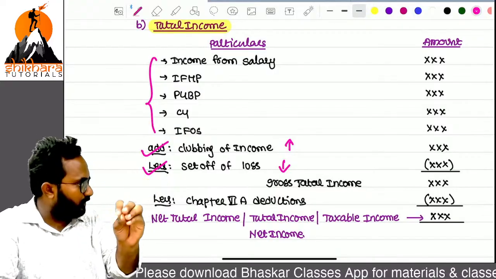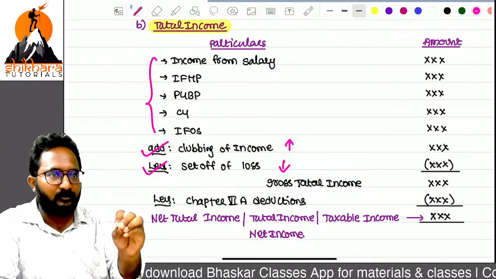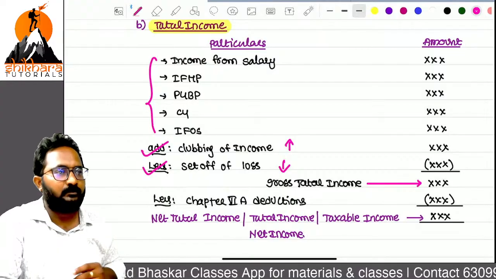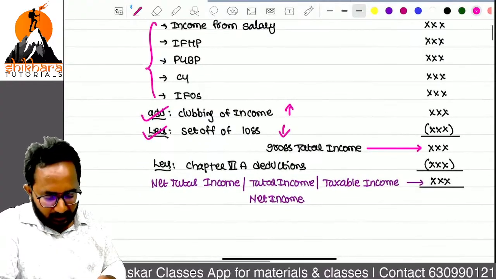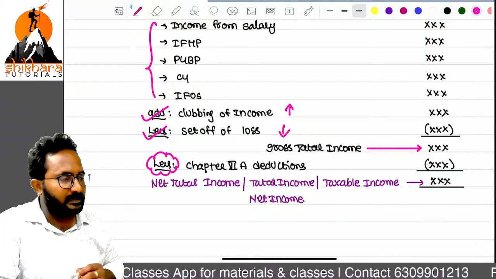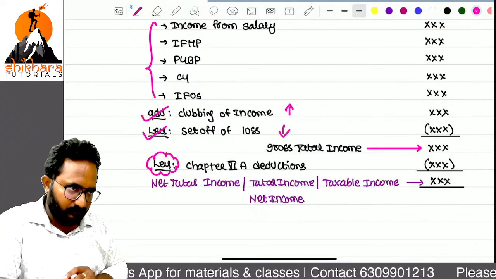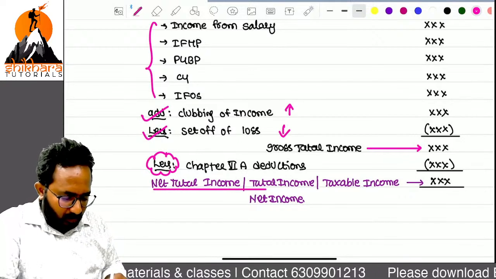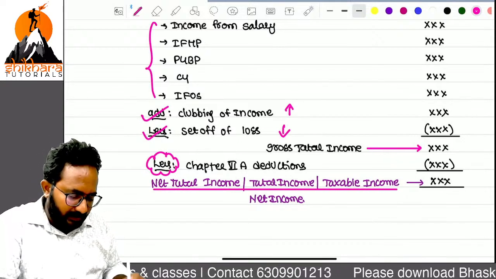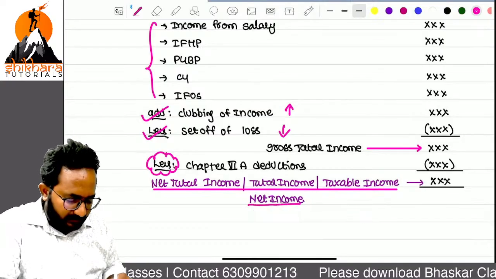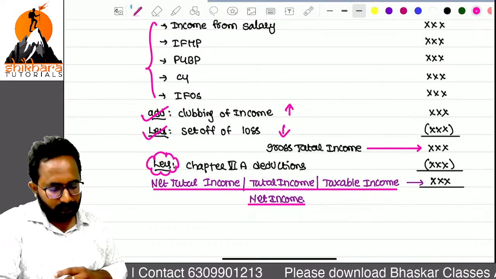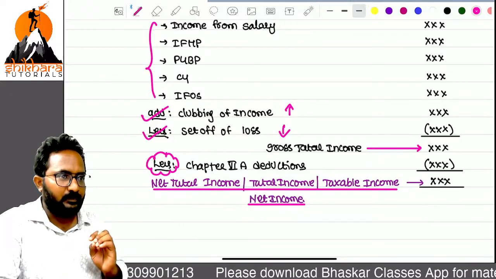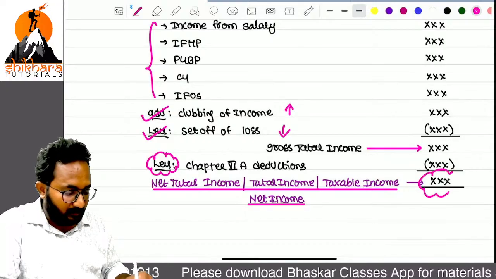So aggregation of 5 heads of income after applying the clubbing provisions and set off provisions, you will get the gross total income. From that gross total income, we reduce the Chapter 6A deductions. Next, you will get the net total income, or you can call it total income, or taxable income, or net income. So this is the thing we have to take.